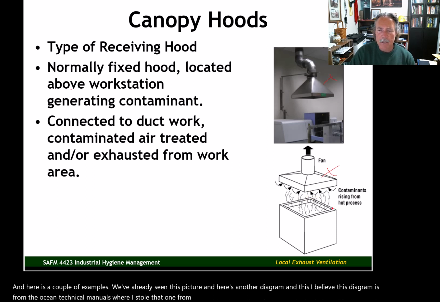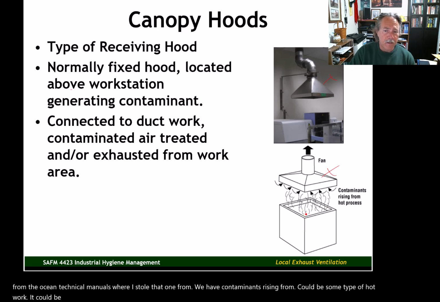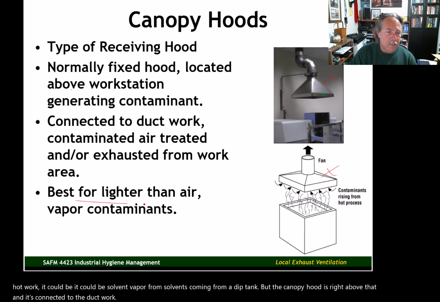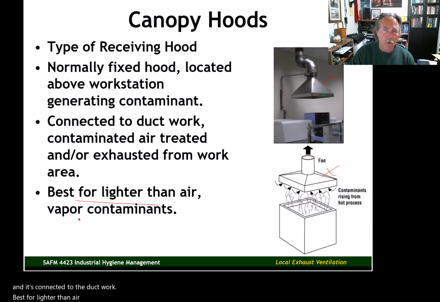We have contaminants rising from, could be some type of hot work. It could be vapor from solvents coming from a dip tank, but the canopy hood is right above that, and it's connected to the ductwork. Best for lighter than air contaminants, as I've already mentioned.